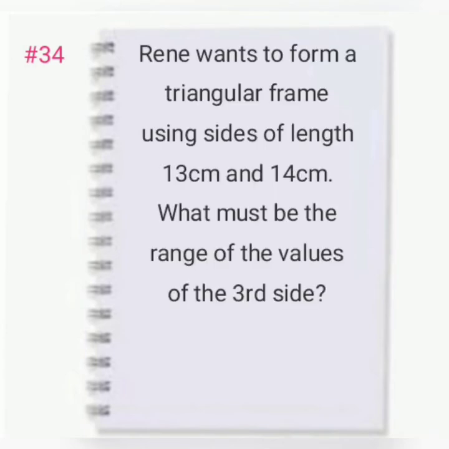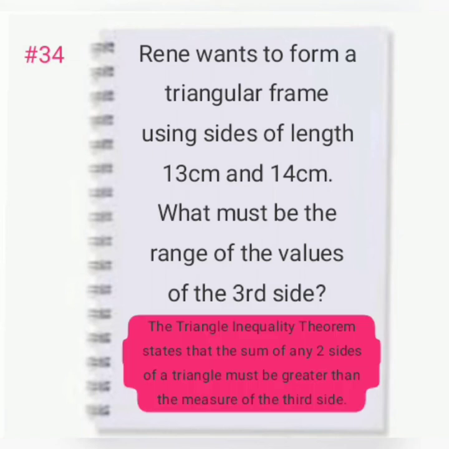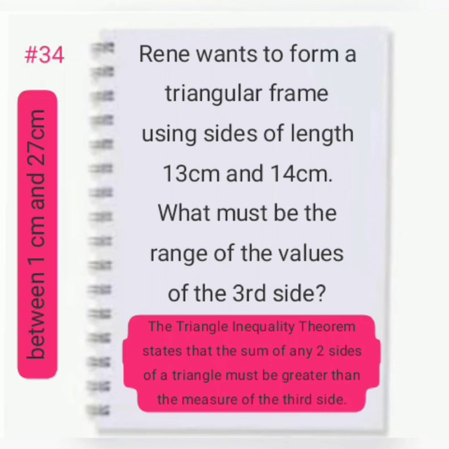Rene wants to form a triangular frame using sides of length 13 cm and 14 cm. What must be the range of the values of the third side? The triangle inequality theorem states that the sum of any two sides of a triangle must be greater than the measure of the third side. So the third side must be between 1 cm and 27 cm.